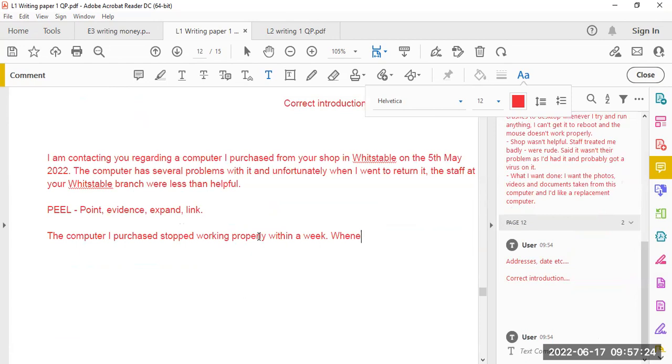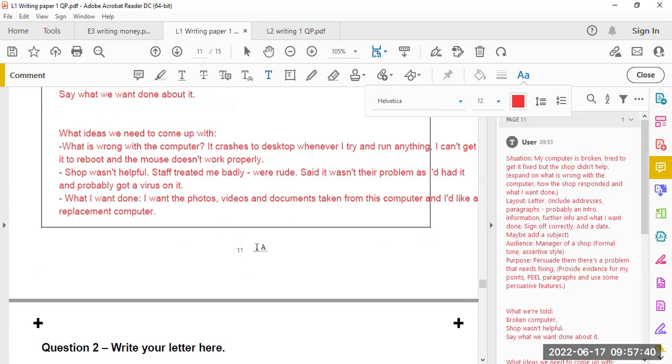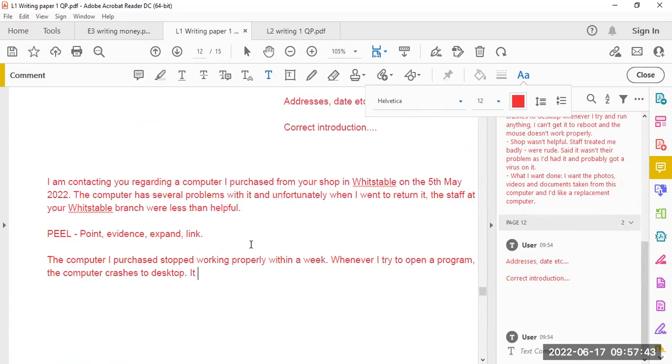So, whenever I try to open the program, the computer crashes to desktop. I can't get it to reboot. And you know what? This is one of those moments where I'm looking back and I'm thinking, actually, I'm going to change my plan. I don't think I need a bit about the mouse. I think we can leave it as is.